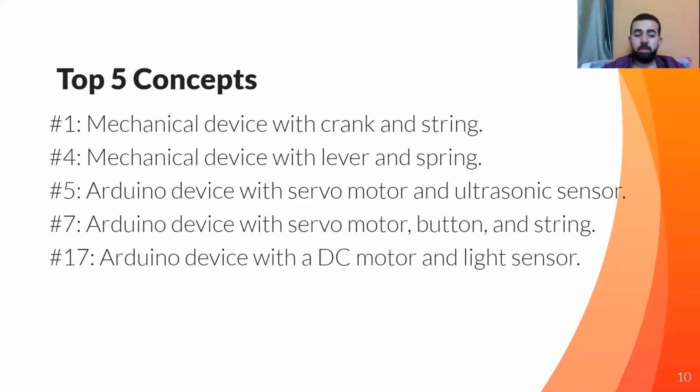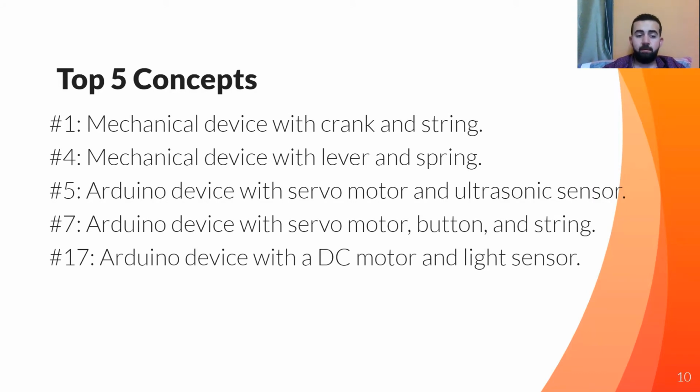Then we have concept number 7. It's an Arduino device with a servo motor, a button, and a string. It's very similar to concept number 1. The difference is this one will use a push of a button to open and close the box because the button is connected to the Arduino device that's connected to the motor that will then open the box.